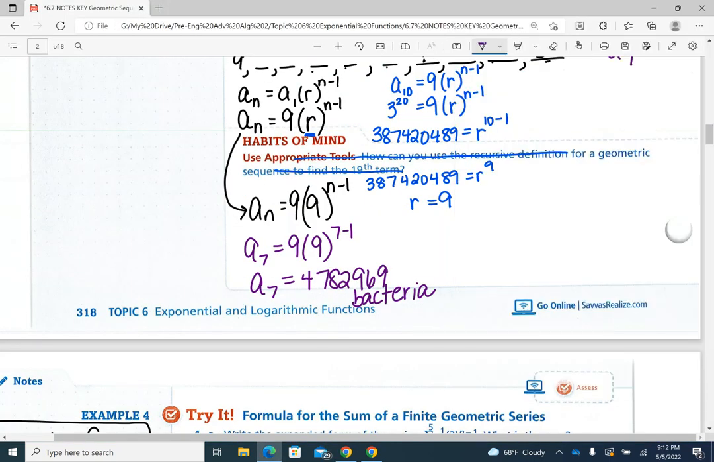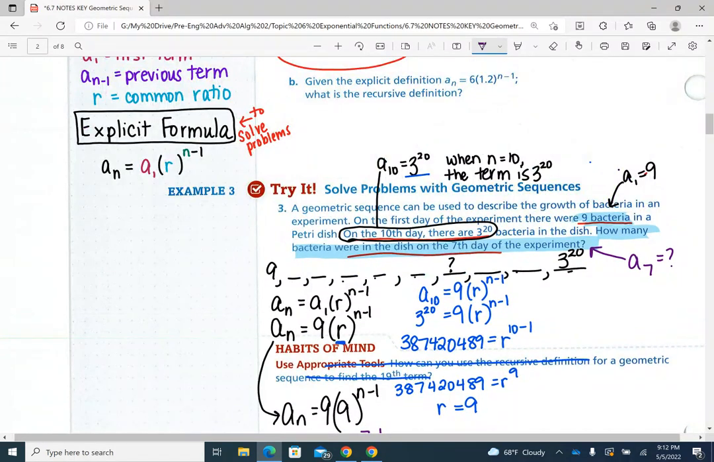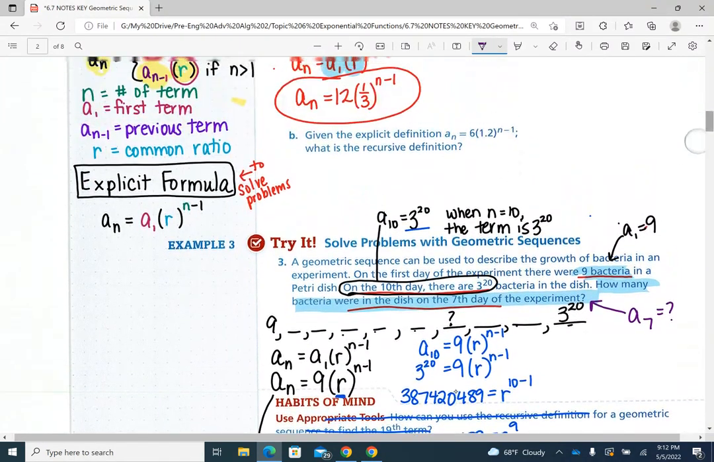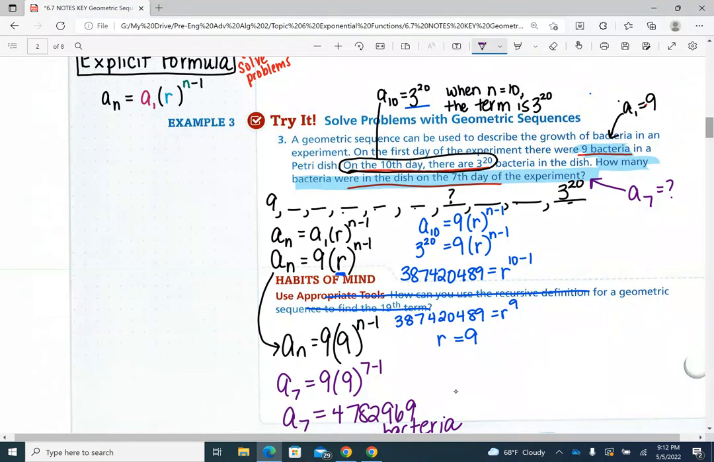So if you need to solve for some unknown value, if they ask something like, how many were there on the 7th day, or what's the third term, you're going to want to use the explicit formula, substitute in the values you know, and solve for what you need. Sometimes they'll give you a specific term, then you have to use that to solve for r. Sometimes you can just go straight through.